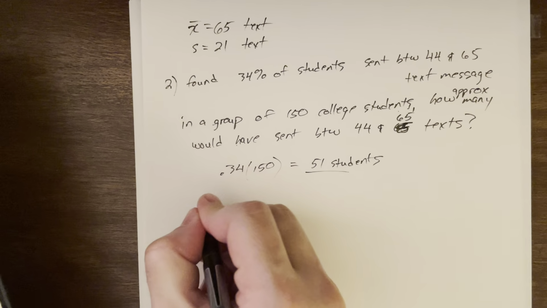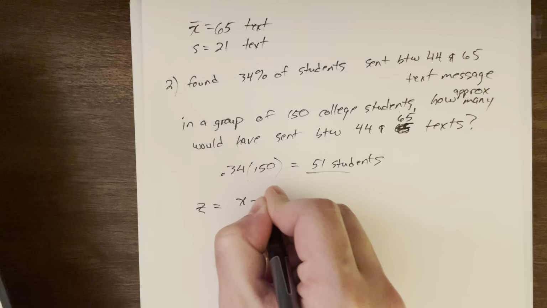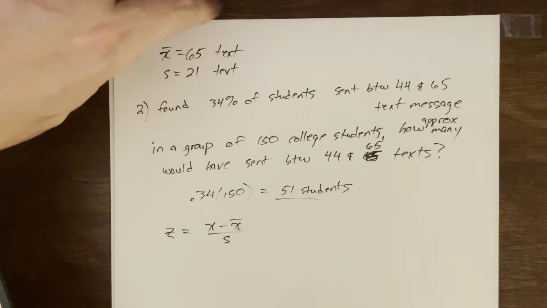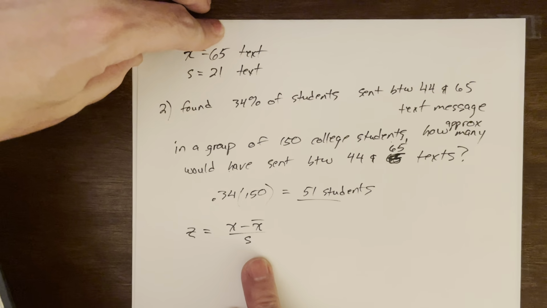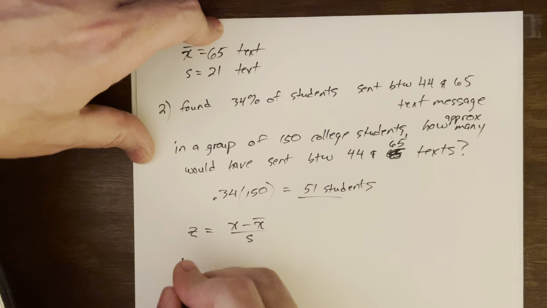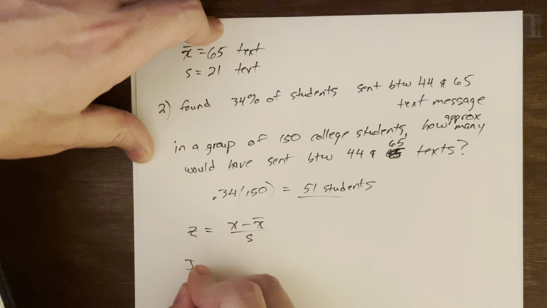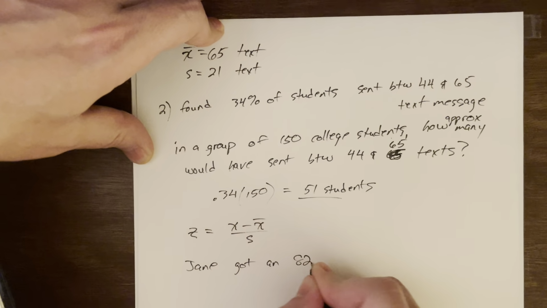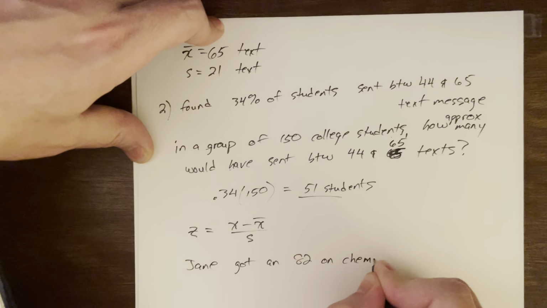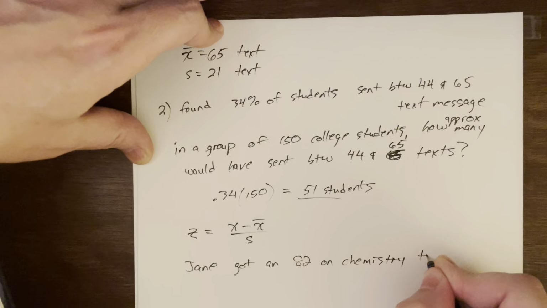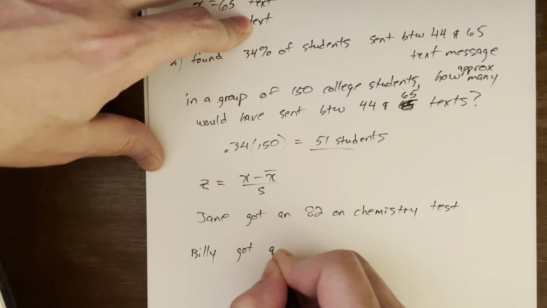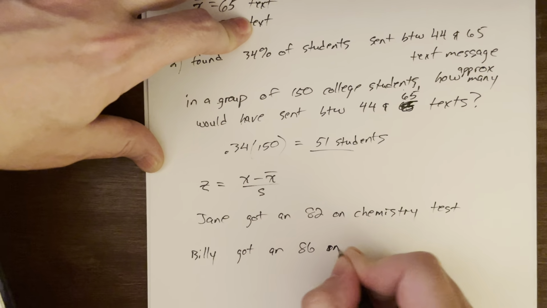So on my paper here, so that way I don't have to keep flipping back, I'll recopy that z-score formula. And let's just try and see how we can use this again. So let's look at 2 students. Jane got an 82 on the chemistry test. Billy got an 86 on the English test.